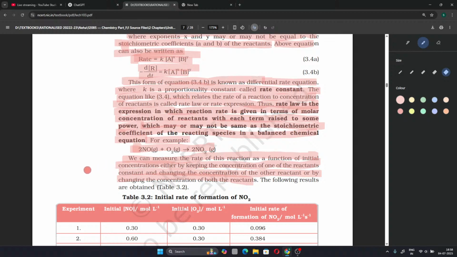You can measure the rate of this reaction as a function of initial concentrations, by keeping the concentration of one of the reactants constant and changing the concentration of the other reactant, or by changing the concentration of both the reactants.